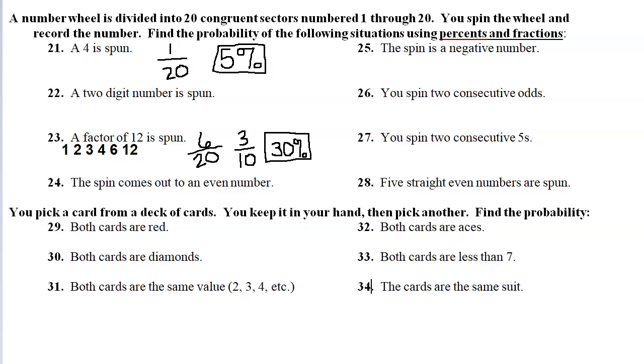All right, the probability that the spin is a negative number. I never said there was a negative number available. I'm just going to call that 0, otherwise known as 0%.